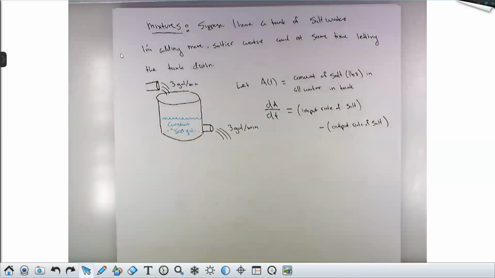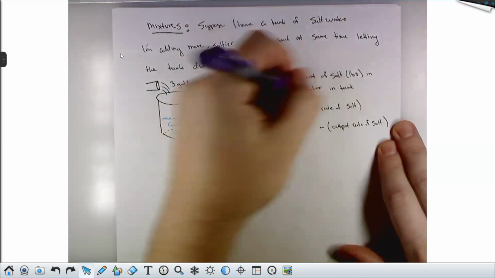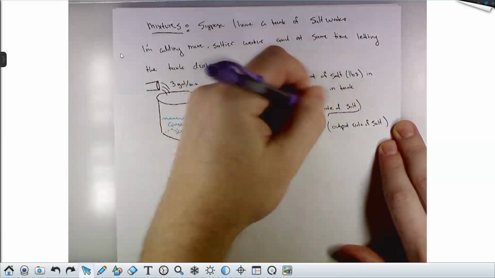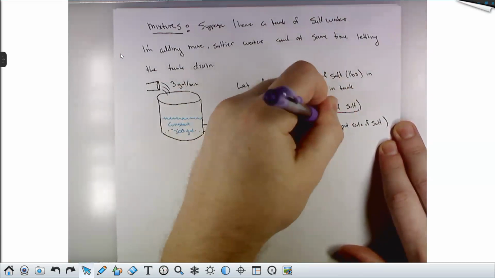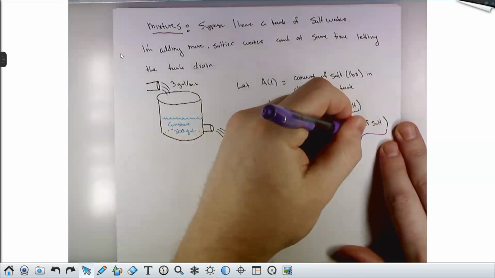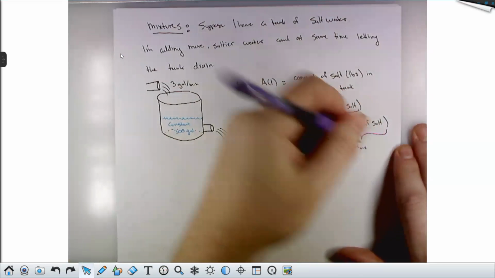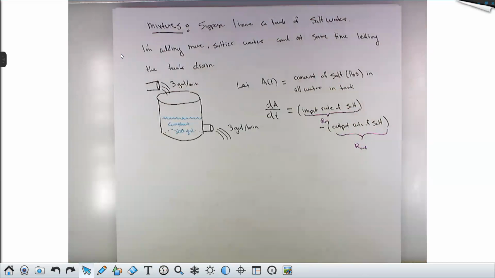We'll call these R in and R out, respectively. The rate in and the rate out. My goal here is to set up a differential equation for the amount of salt that is currently in the tank, because the amount of salt that's currently in the tank is maybe important to my machinery. Maybe I can't allow the amount of salt in the tank to go over some constant, or my machinery will start to rust or something like that.